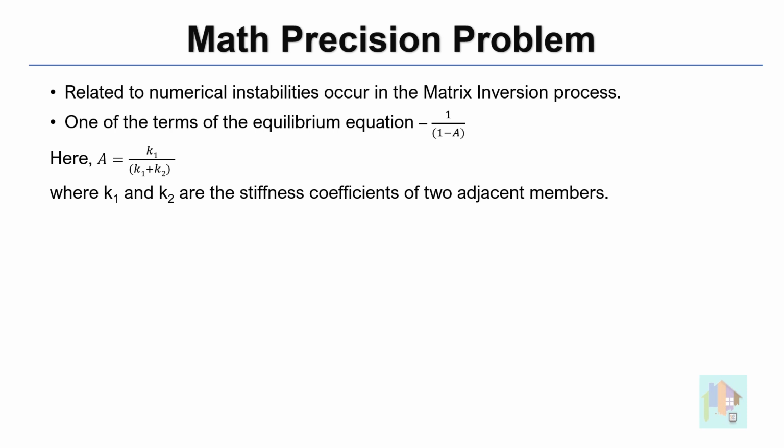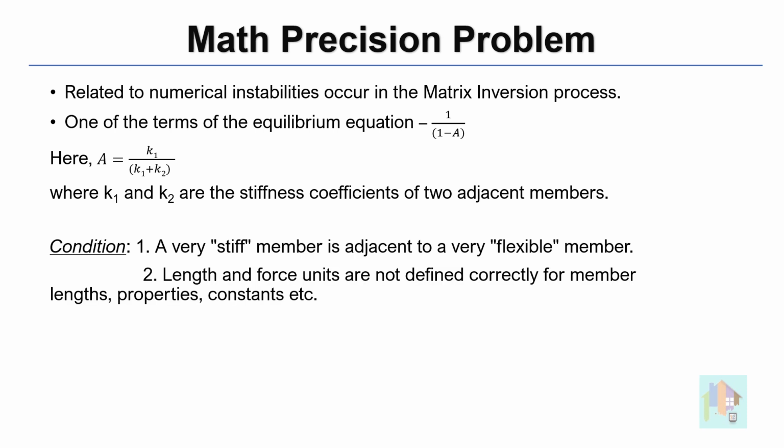Coming back to the math precision problem. To understand this, once again we need to go through some basics. This error is reported when numerical instabilities occur in the matrix inversion process. One of the terms of the equilibrium equation takes the form 1 by 1 minus a, where a equals k1 by k1 plus k2. These k1 and k2 are the stiffness coefficients of two adjacent members.